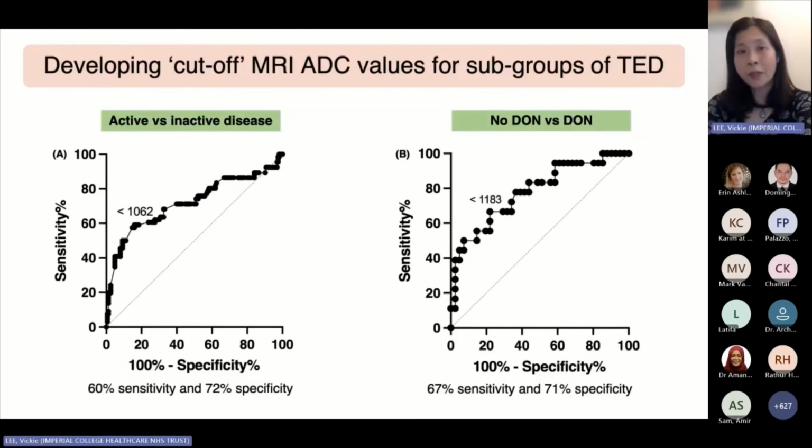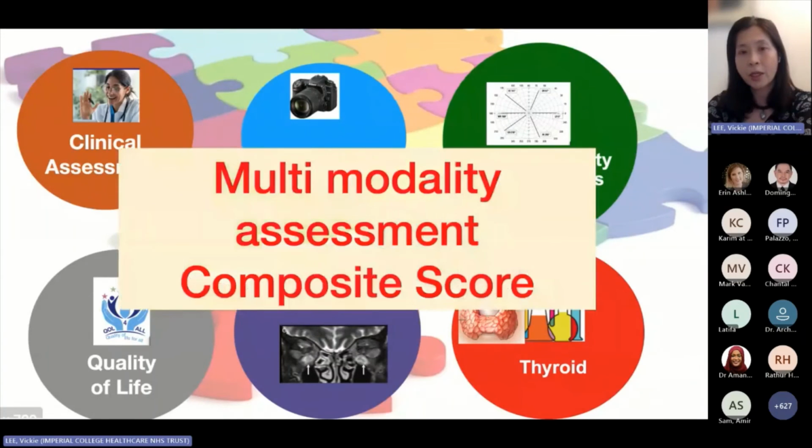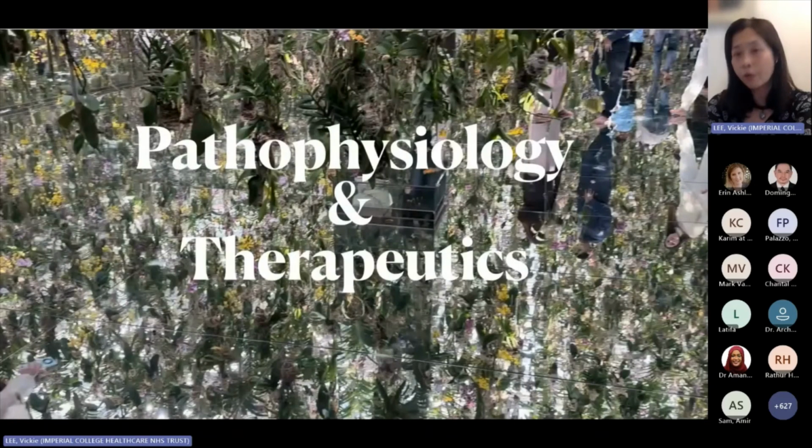And also we're working towards developing cutoff values for both active against inactive thyroid eye disease and those with or without sight-threatening disease. So in summary, I would recommend using a composite assessment to build a full picture of your thyroid eye patients and arriving at a composite score using many modalities, including clinical assessment, photography, quality of life, radiology, and of course, not forgetting the thyroid.